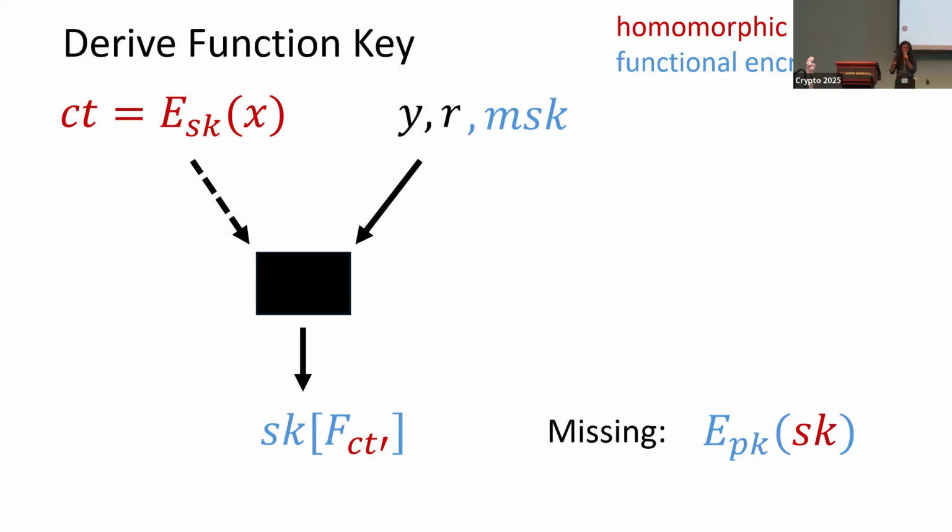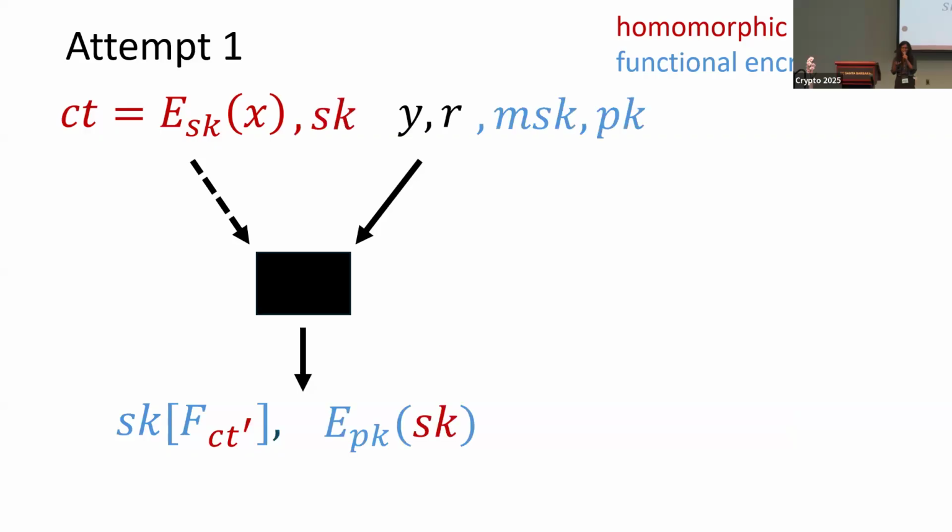But here we're still missing the encryption of the FHE secret key. So the natural thing to do is we want to plug in the FE public key and the FHE secret key in order to compute this encryption. So what we try to do is just plug it into the inputs of the one-sided ARE.